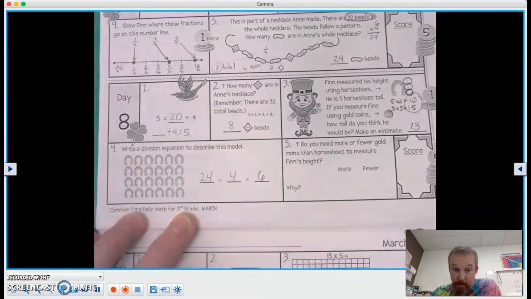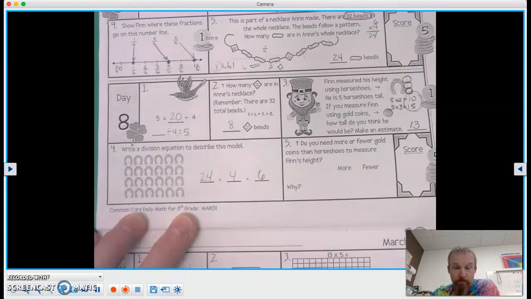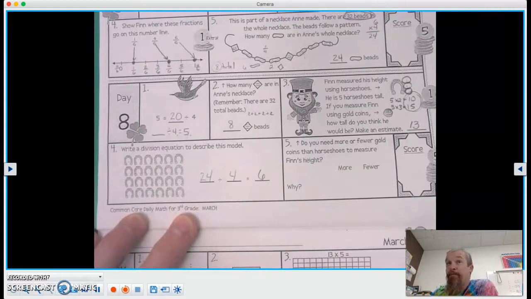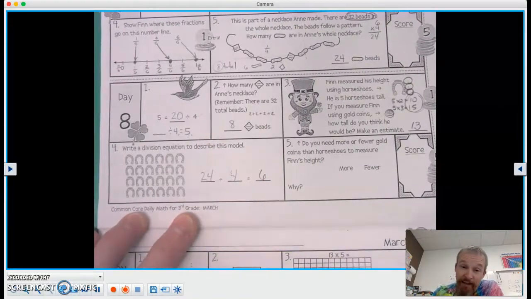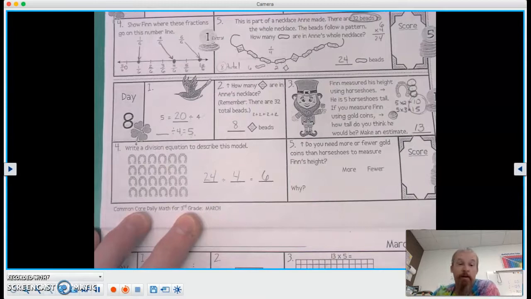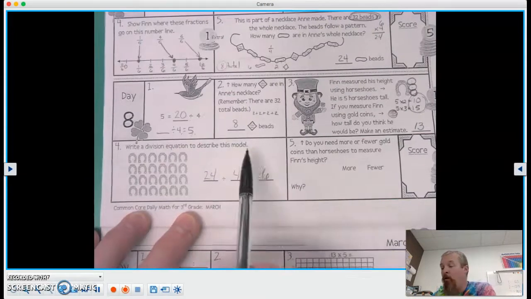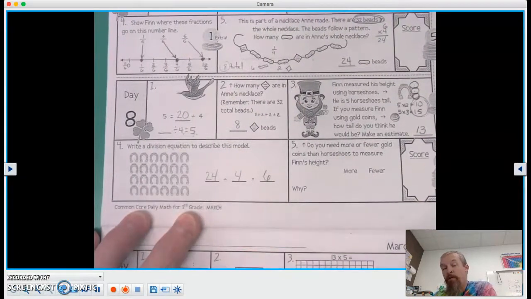So I could count every single one of those. 1, 2, 3, 4, 5, 6, 7, 8, 9, 10, 11, 12, 13, 14, 15, 16, 17, 18, 19, 20, 21, 22, 23, 24. 24. Or 6 by 4 is 24.